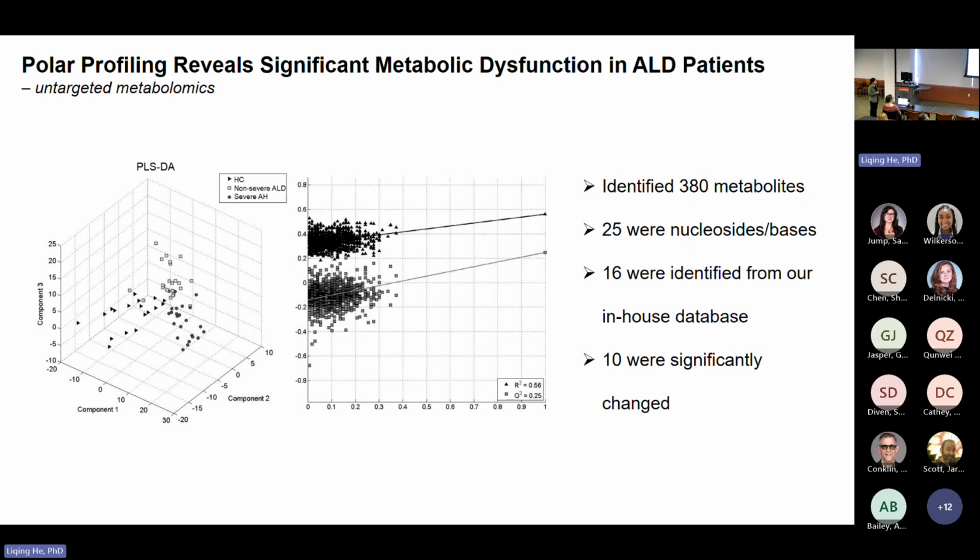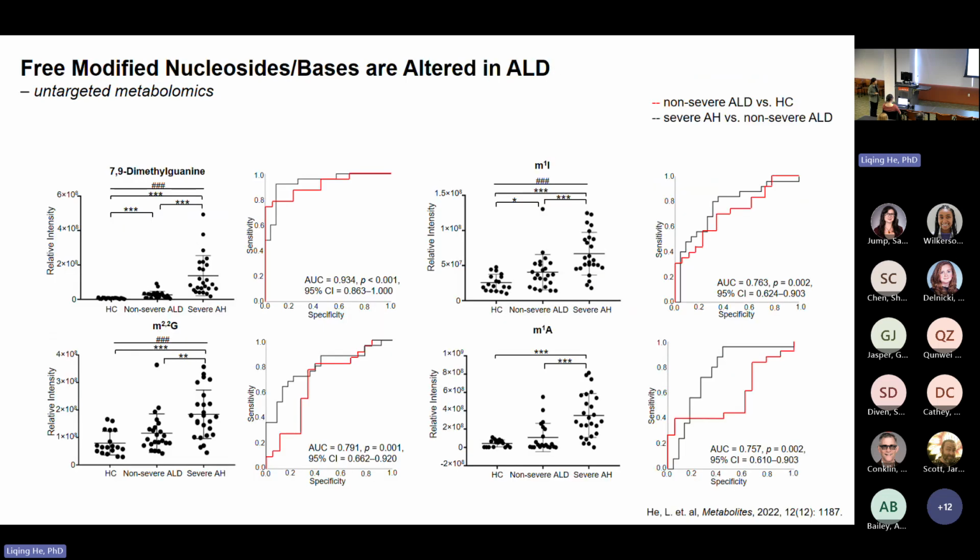Statistical analysis shows 10 of these modified nucleosides were significantly changed. Among these significantly changed metabolites, these 4 show a significant increase in the patients' samples. In healthy controls, the intensity of these metabolites is low, and it increases in non-severe ALD, reaching the highest intensity in severe AH.